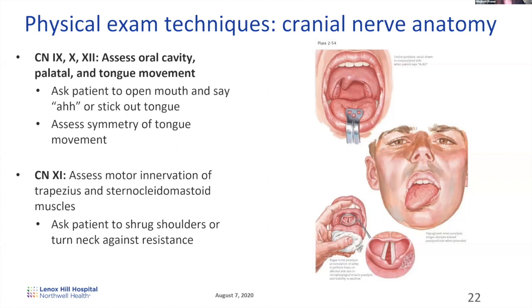And then the last thing is cranial nerve 11. We talked about how this controls the motor innervation to your neck and shoulder muscles, your trapezius muscle specifically. So the best way to test this is to place your hands on someone's shoulder and ask them to shrug up against resistance while you're pushing down.